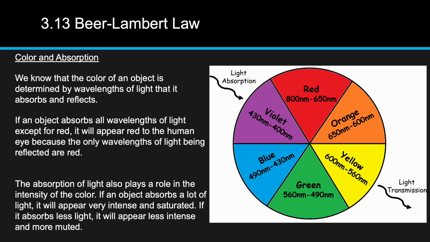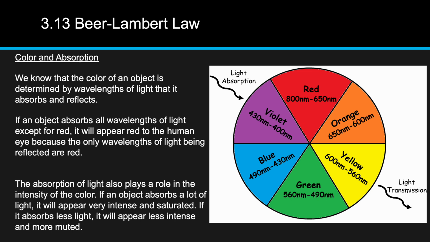So a substance looks colored because it absorbs some wavelengths and reflects other wavelengths. For example, if a solution absorbs every wavelength except for red, then only red light is going to be reflected and reach our eyes as visible red light. So the solution looks red to us. The amount of light absorbed also affects how intense the color appears. So if the solution absorbs a lot of light, then the color looks darker and more vivid. But if it absorbs less light, the color is going to look more pale or washed out.